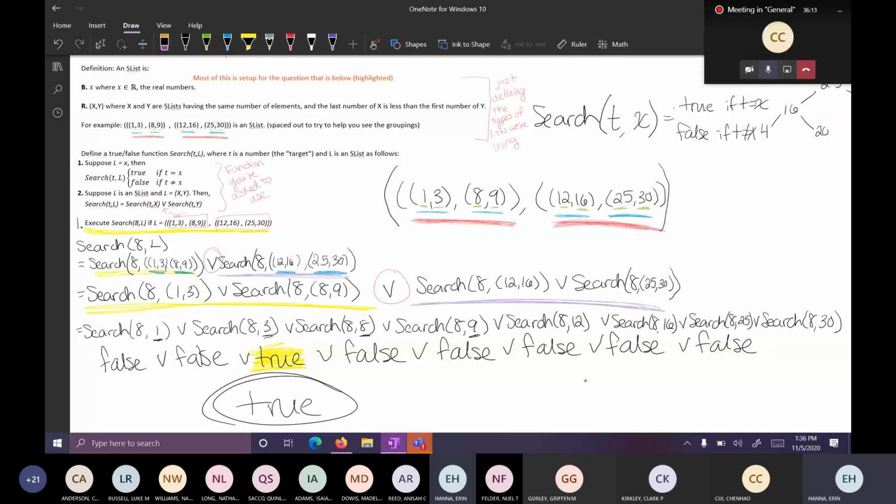That string was true. So it was the third one deep, which was the search 8, and our function says that the search something other thing is going to be true if those two numbers agree. Since 8 equals 8, that one gave us true. Whereas every other one, we were comparing 8 to some number that wasn't 8. So we had a bunch of false, but then that one that was search 8, 8 turned out to be true. So the whole entire string turns out to be true. That makes sense?